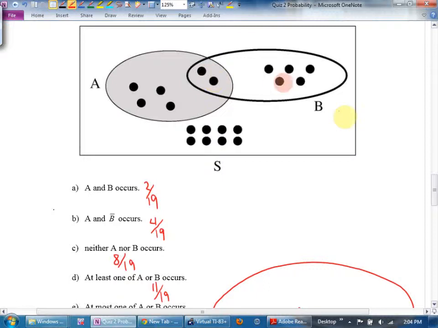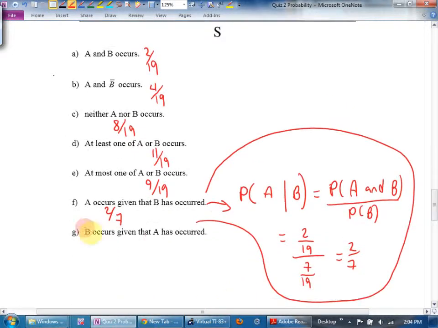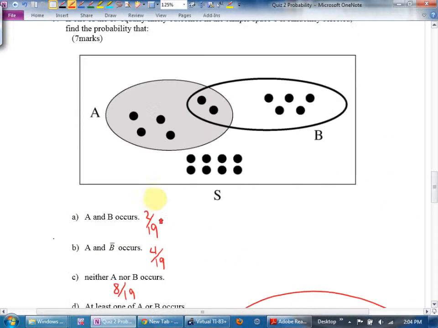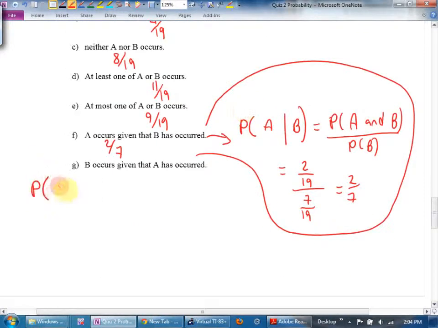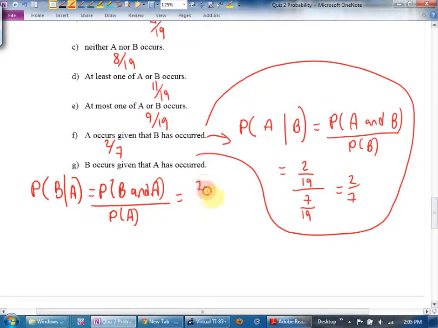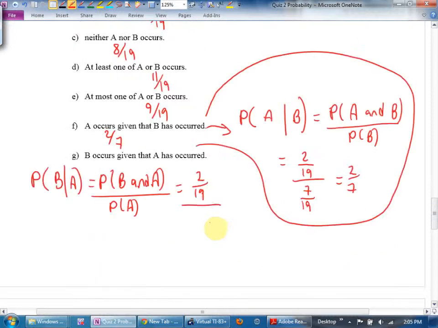B occurs, given that A has occurred, I think the answer is going to be 2 out of 6, but let's see if I can prove that with the conditional equation. It's going to be B given A, which is the probability of B and A divided by the probability of A, both over the given one. B and A, that was 2 out of 19, because and was the overlap. Divided by A, 6 out of 19. And lo and behold, I end up with 2 out of 6 or 1/3.